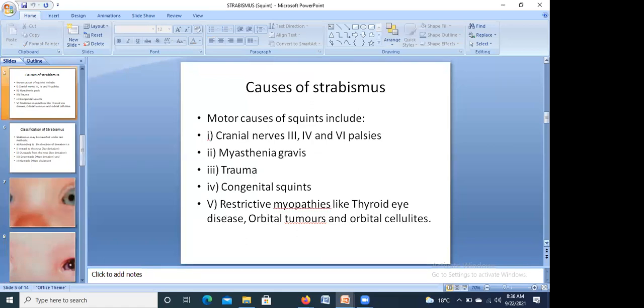Then the motor causes of strabismus will include the cranial nerve palsies, for example, cranial nerve 3, 4, and 6. Conditions like myasthenia gravis, trauma, and congenital abnormalities of the muscles. That's what we see in congenital squints, and also in diseases of the orbit, which cause restriction of eyeball movements, like in thyroid eye disease, orbital tumors, and orbital inflammations, orbital cellulitis.